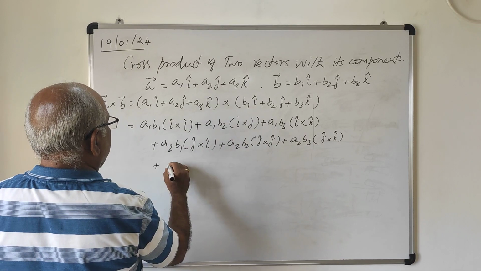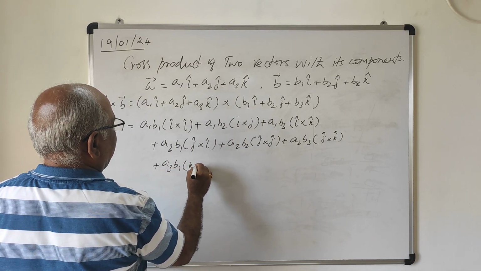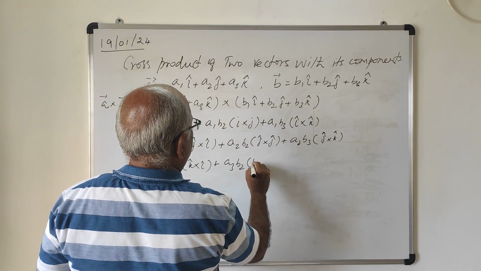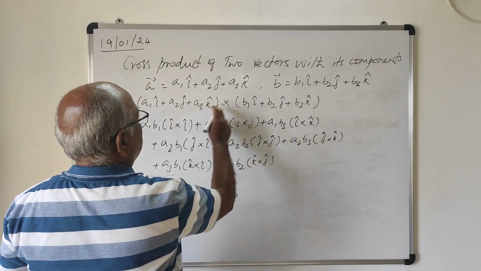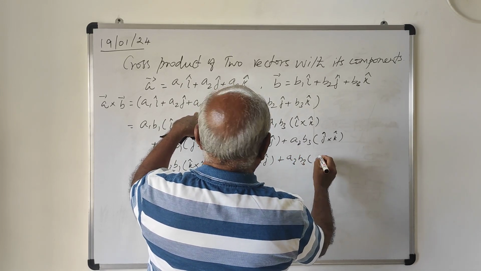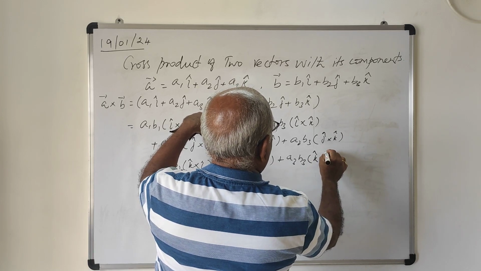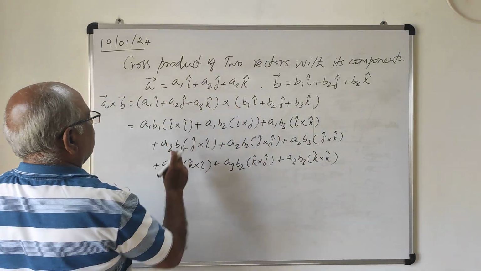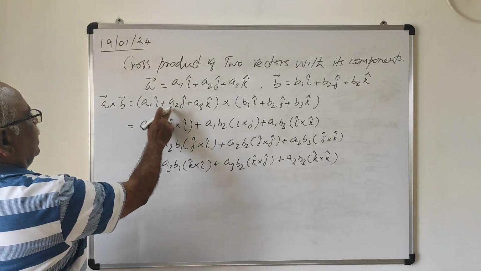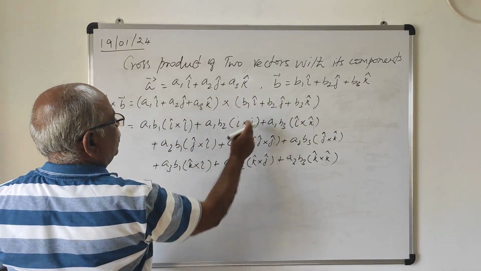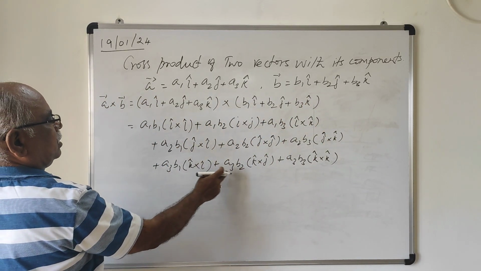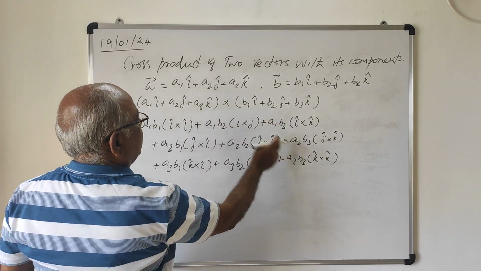Plus A3 B1 into K cross I, plus A3 B2 into K cross J, plus A3 B3 into K cross K. Like that you have to split: A1 B1 into I cross I, A1 B2 into I cross J, A1 B3 into I cross K, A2 B1 into J cross I, A2 B2 into J cross J, A2 B3 into J cross K, and A3 B1 into K cross I, A3 B2 into K cross J, and A3 B3 into K cross K.